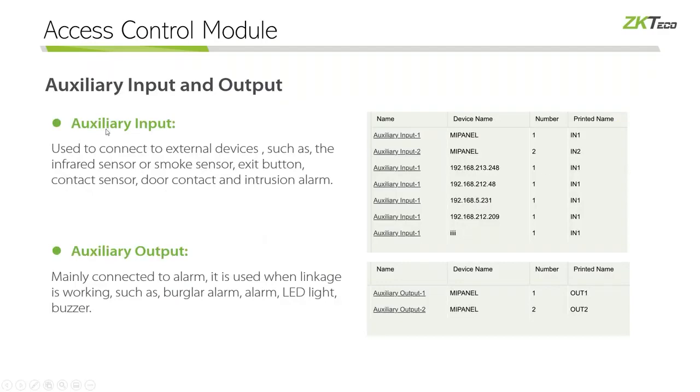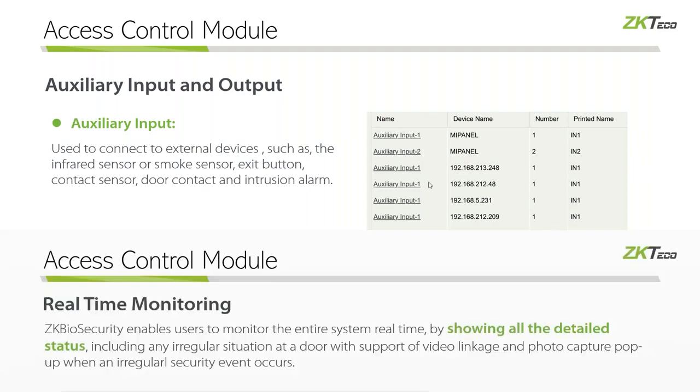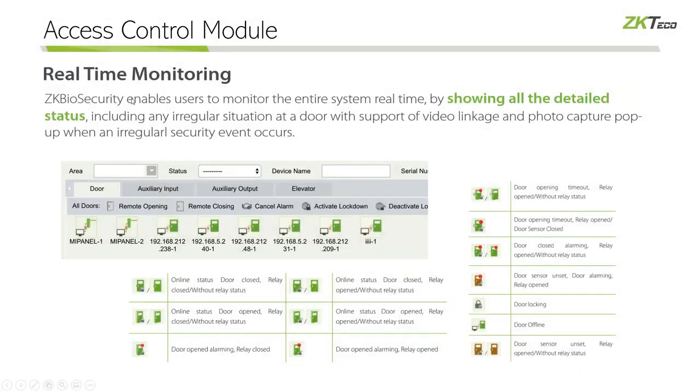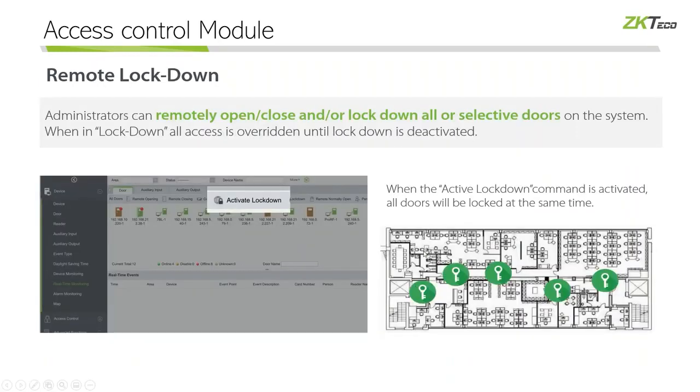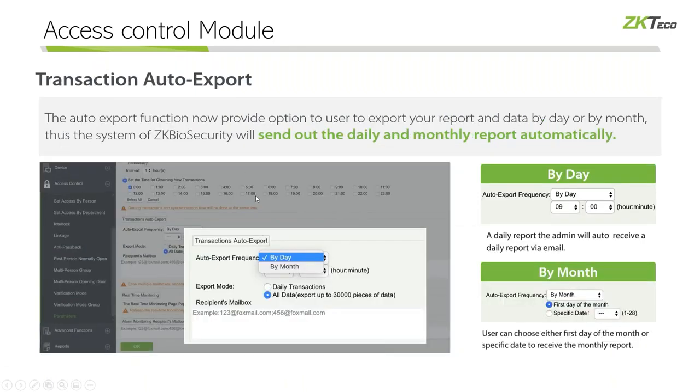There will be a definition of auxiliary inputs and outputs depending on the device. Here, the real-time monitoring is the screen that security personnel will usually have to see what's going on. We can activate lockdowns to close everything and to open, of course. We also have the important option to auto export the transactions. This is quite useful because we can use this automatic export of transactions to also integrate with third-party software.